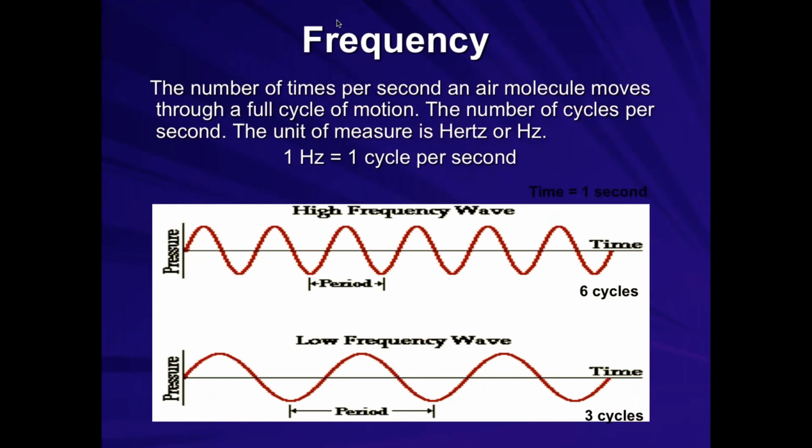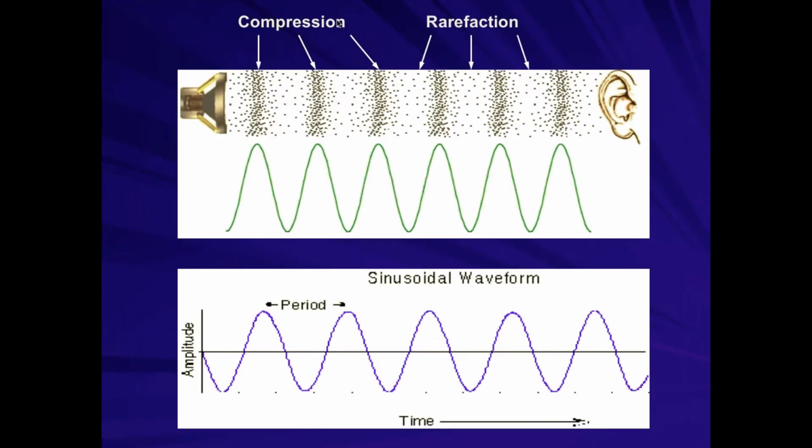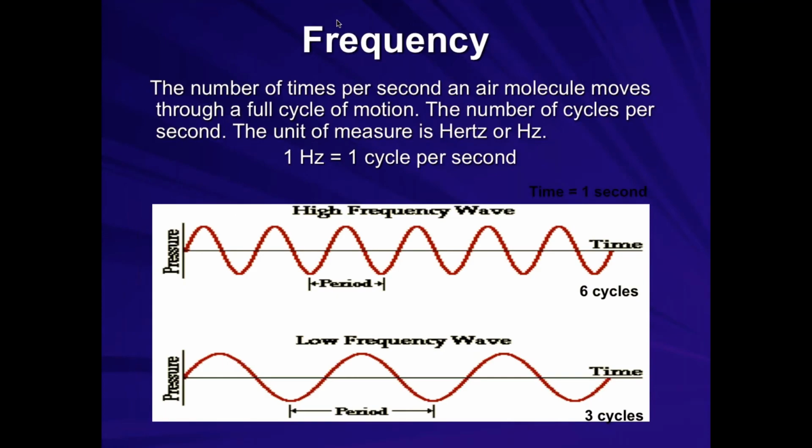Okay, so the amplitude of the sound, how loud the sound is, is the height of those waves, how much pressure we're dealing with. The frequency, or the pitch of the sound, is how many cycles we have of alternating high and low pressure, right? So how many waves we have.